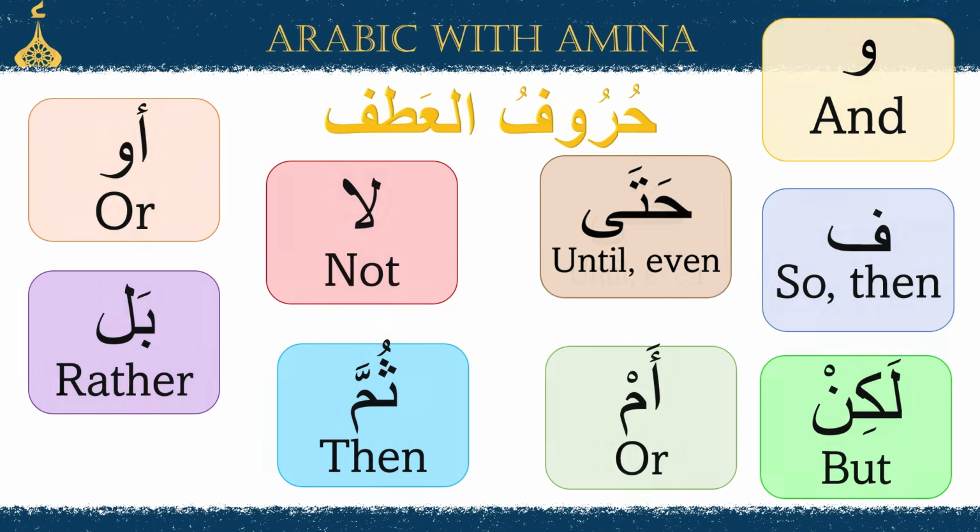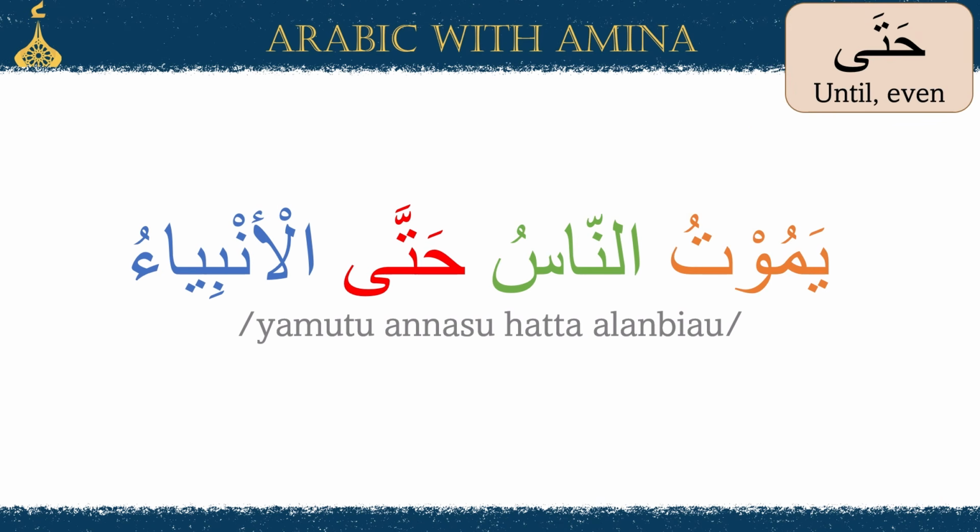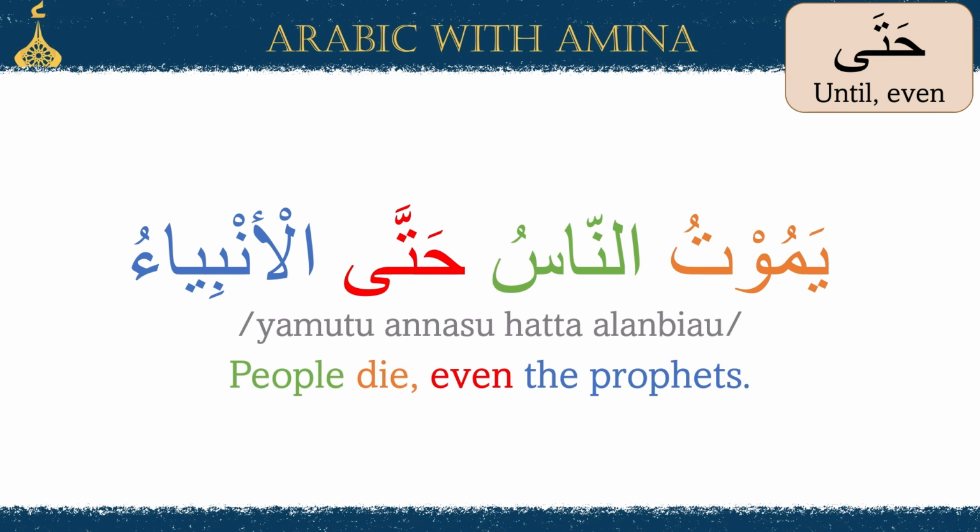Now we're going to be talking about حتى. Our example would be يموت الناس حتى الأنبياء. People die, even the prophets. So, obvious from the example, حتى means even. It is to include.